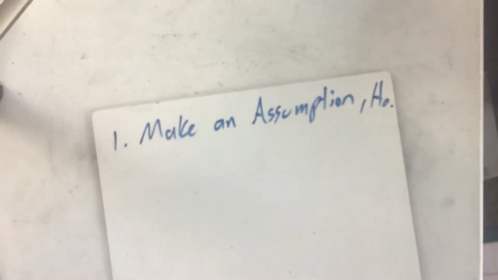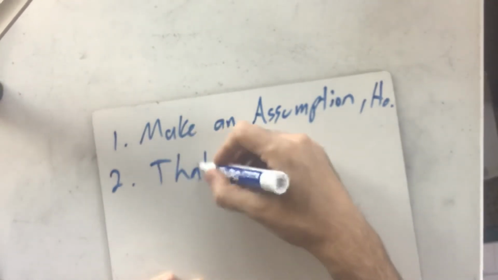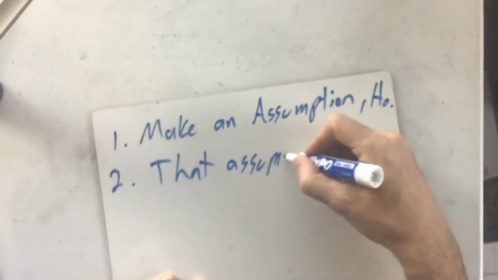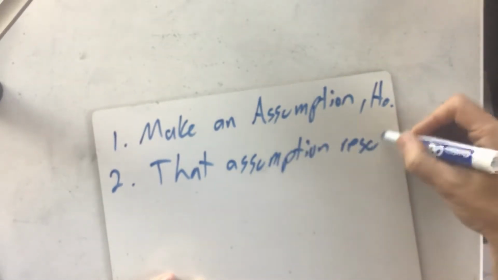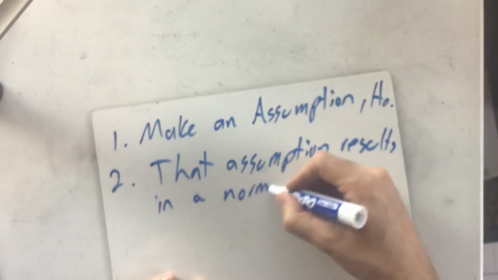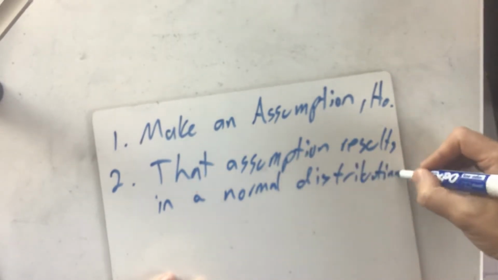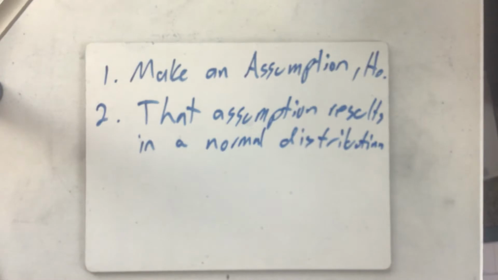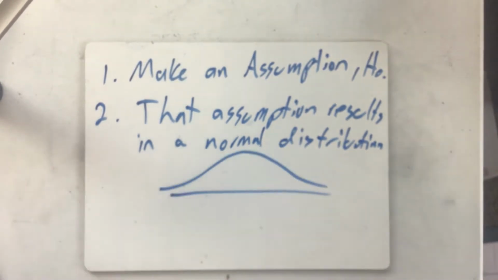So we make an assumption, and then the next thing that happens is that assumption results in a normal distribution? Well, you might already guess that we are going to have cases where we have a t-distribution instead of a normal distribution, just kind of like last time. But let's just call them all normal for today. So that assumption results in some sort of normal distribution.